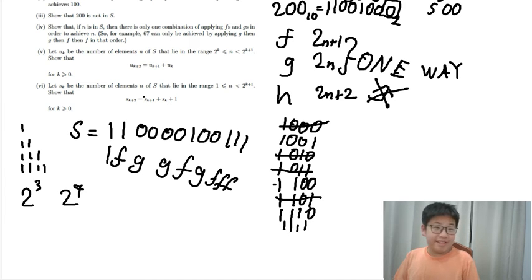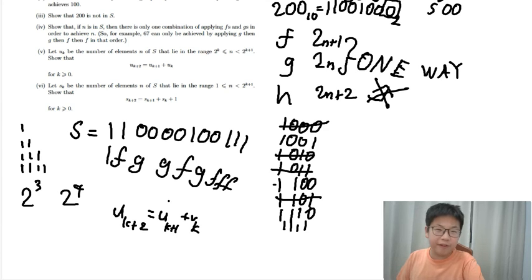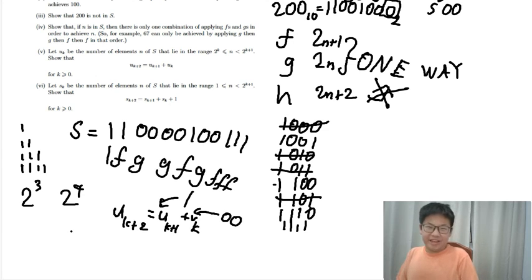So what is this telling us? It's saying that u_(k+2) equals u_(k+1) plus u_k. So where do the factors come from? u_(k+1) means that you add a 1 to the end of each string, so effectively adding 1 to the length. And u_k means that you have to add 0, 0 to the end, which is therefore making it the same length as u_(k+2).